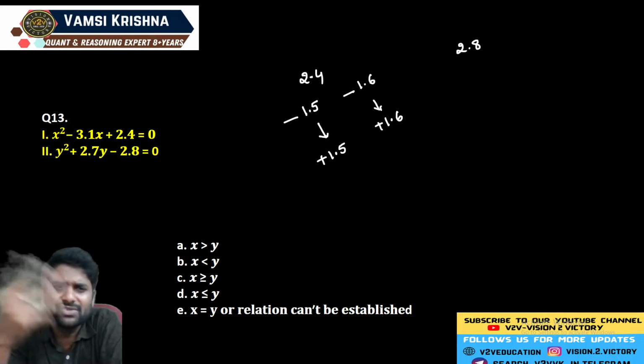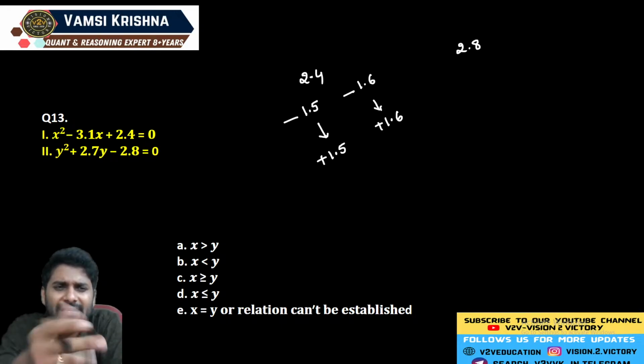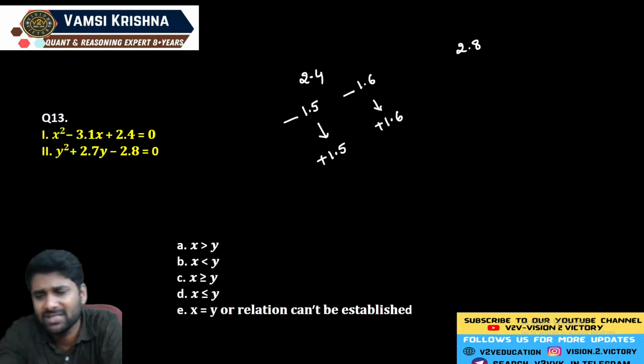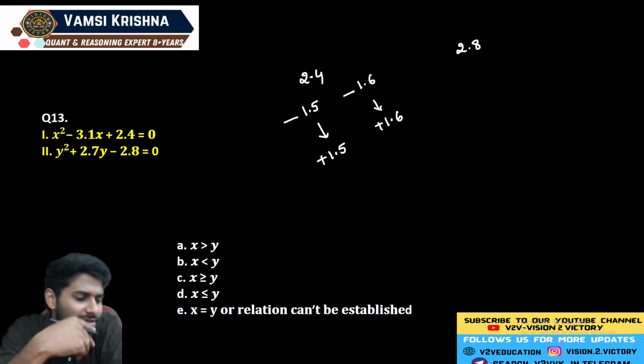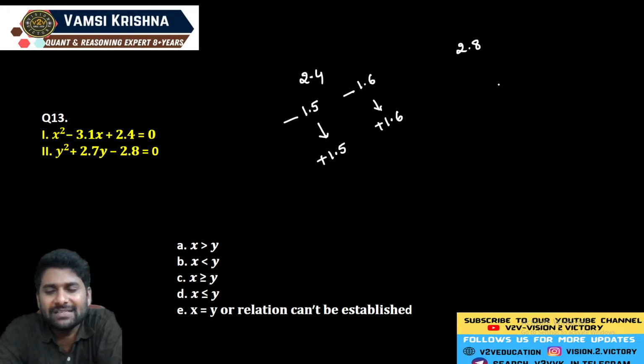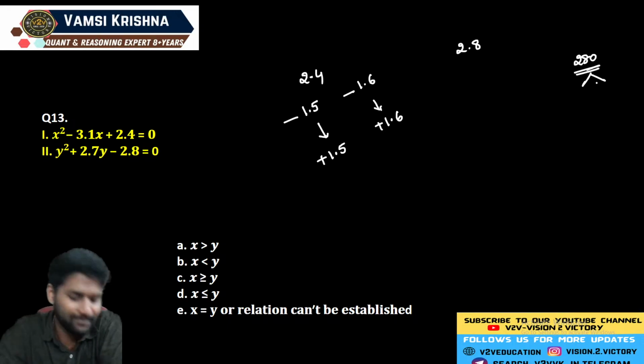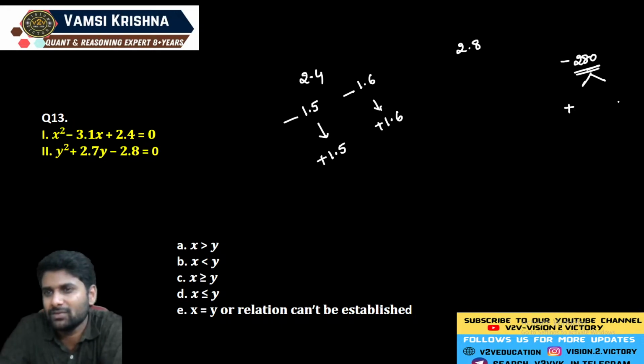If you want to remove the decimal, you can multiply both the numbers by 10, then you will get the equation 10x square, 31x and 24. In the same way 10y square, 27y and minus of 28. Now 28 into 10 is equal to 280, then still you will get the factors. That's your call, guys. So factors for 2.8. So we want plus 2.7, guys. See, if you feel difficult, consider it as 280. Then find the factors for 280. What are the factors for 280? We want 27, right? It's a negative symbol. So negative symbol means definitely one should be the higher value, the other one should be the lower value.